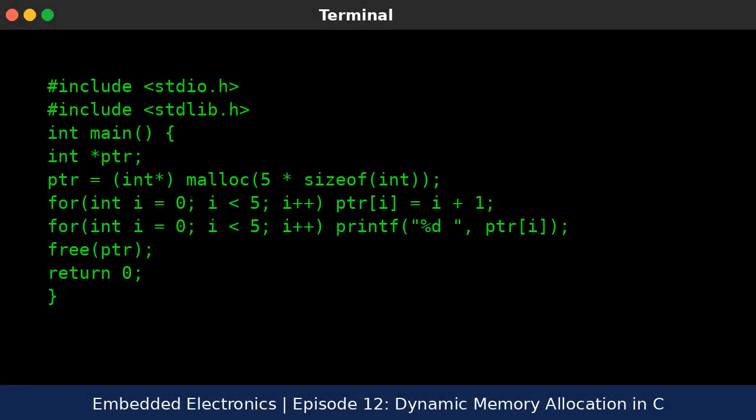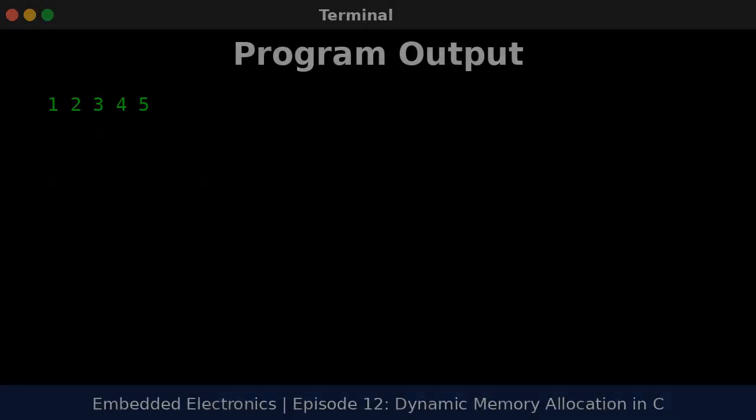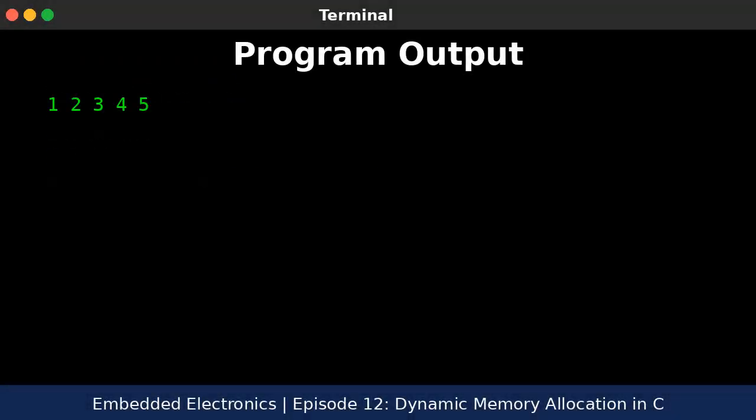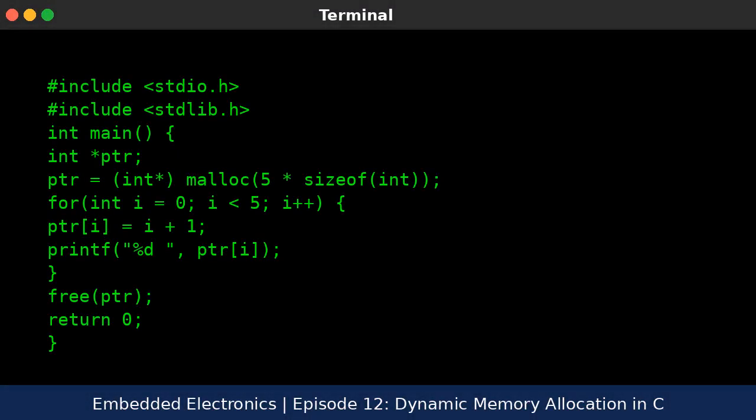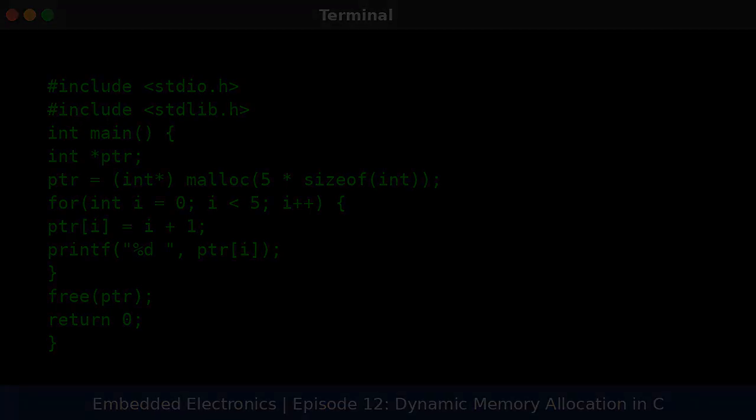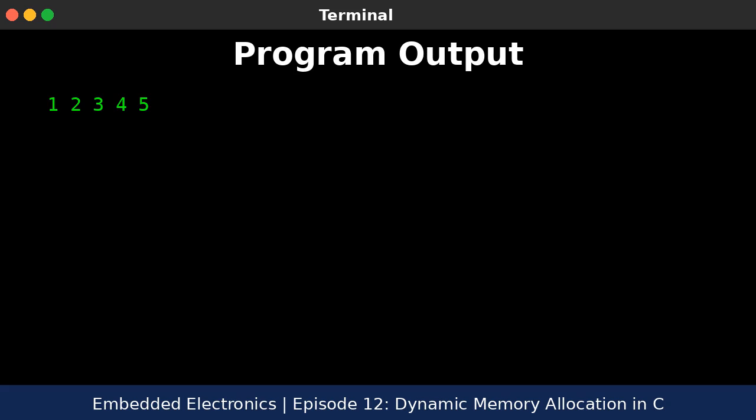Here is an example using malloc to allocate memory for integers and print them. When you run this program, it prints the elements stored in the dynamically allocated memory. This example uses malloc to allocate memory for 5 integers, assigns values, prints them, and frees the memory. The output of example 1, using malloc is as follows: 1, 2, 3, 4, 5.